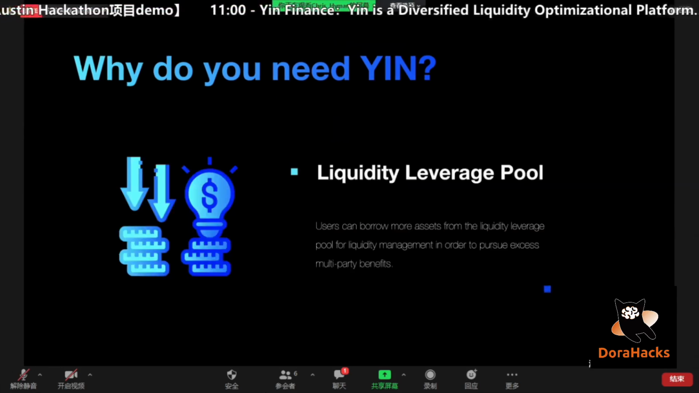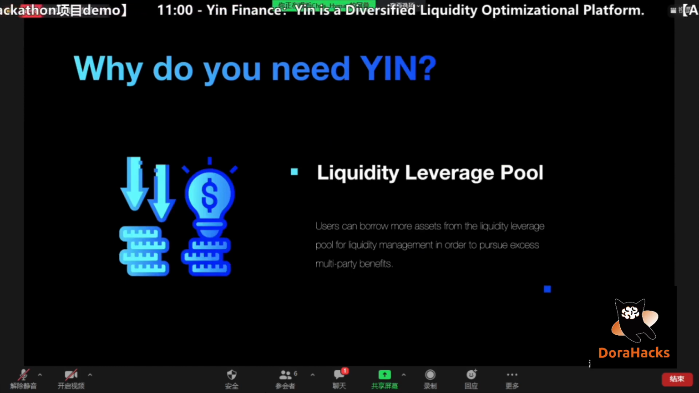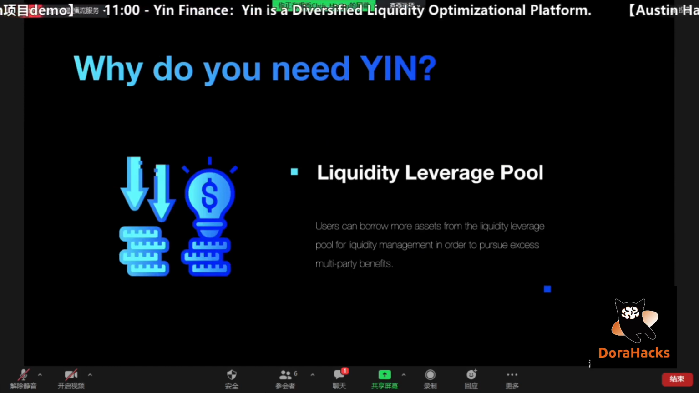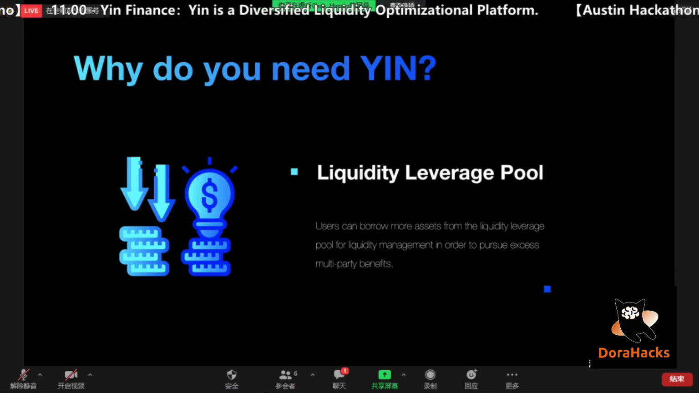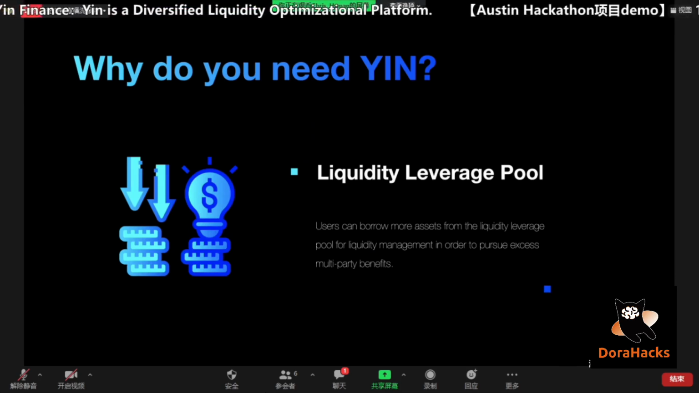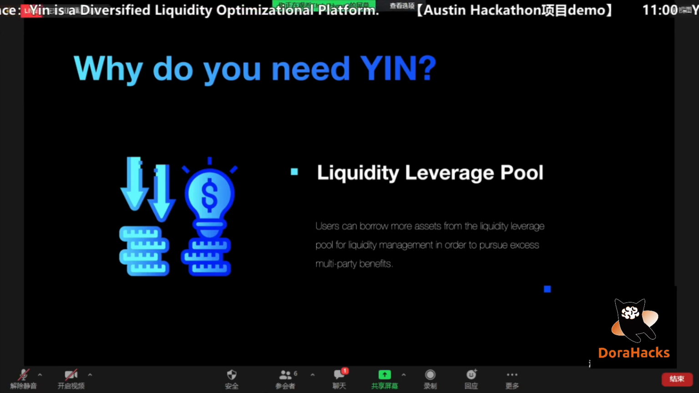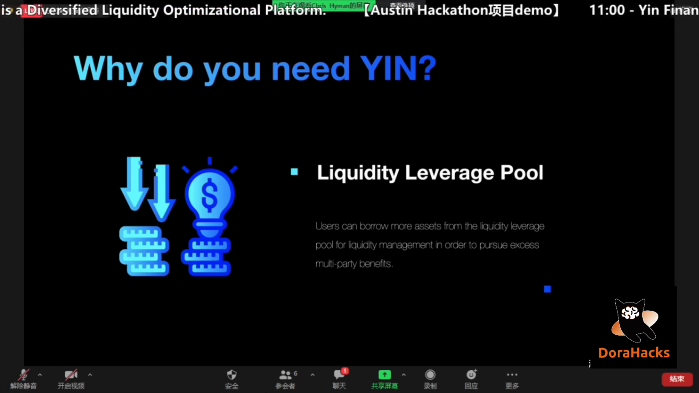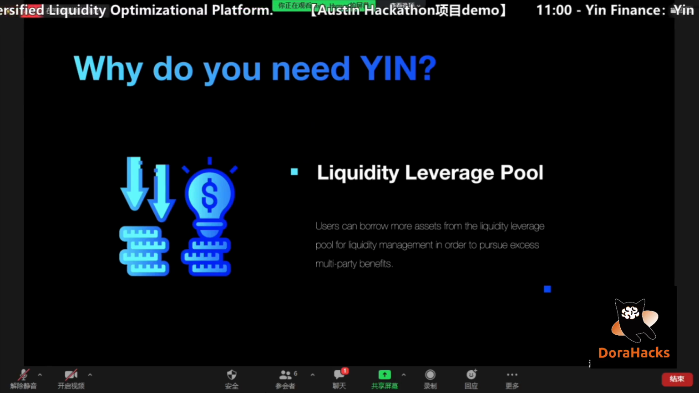So why do you need Yin? An important feature is the liquidity leverage pool. Users can borrow more assets from the liquidity leverage pool for liquidity management in order to pursue extra multi-party benefit.